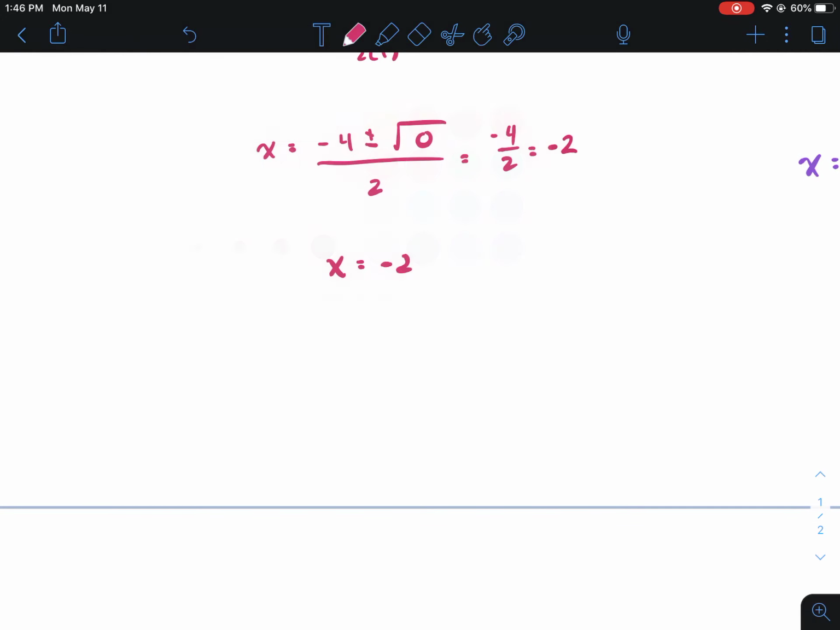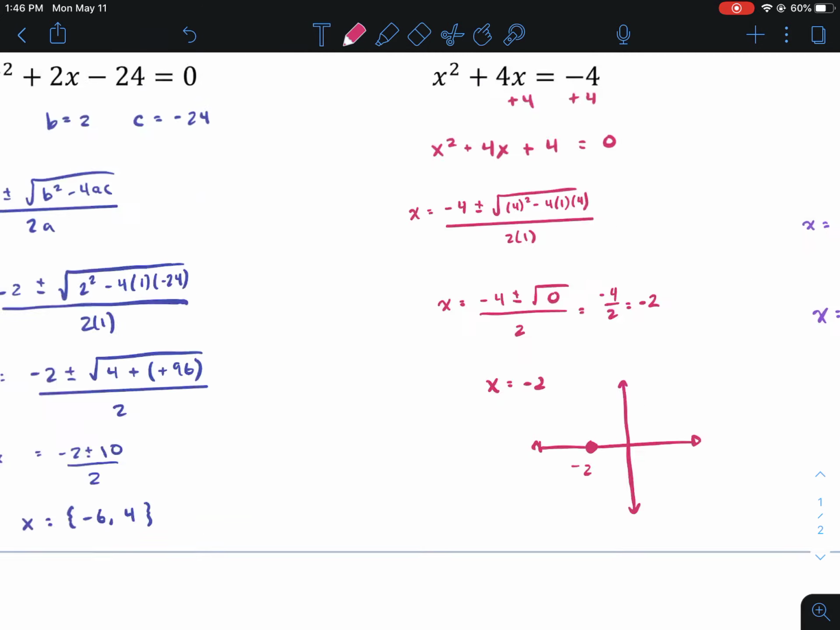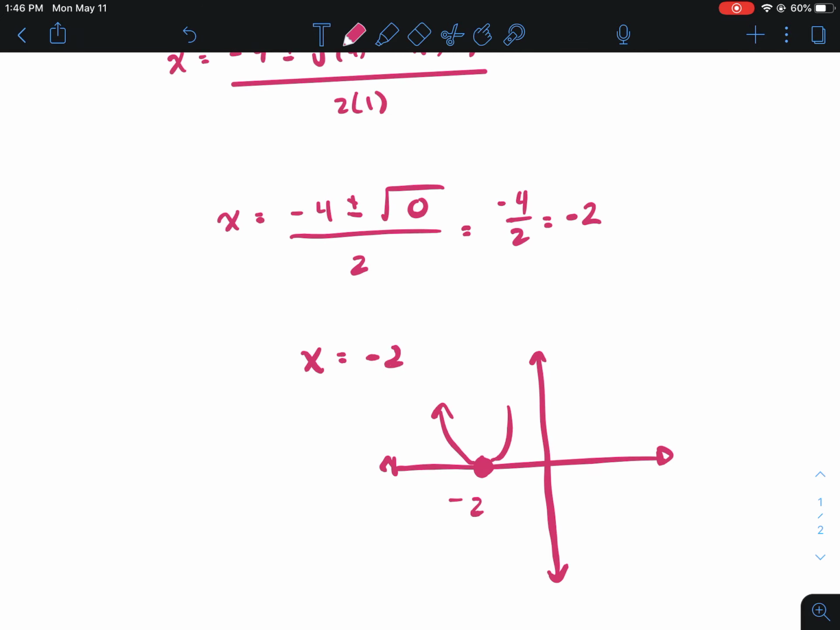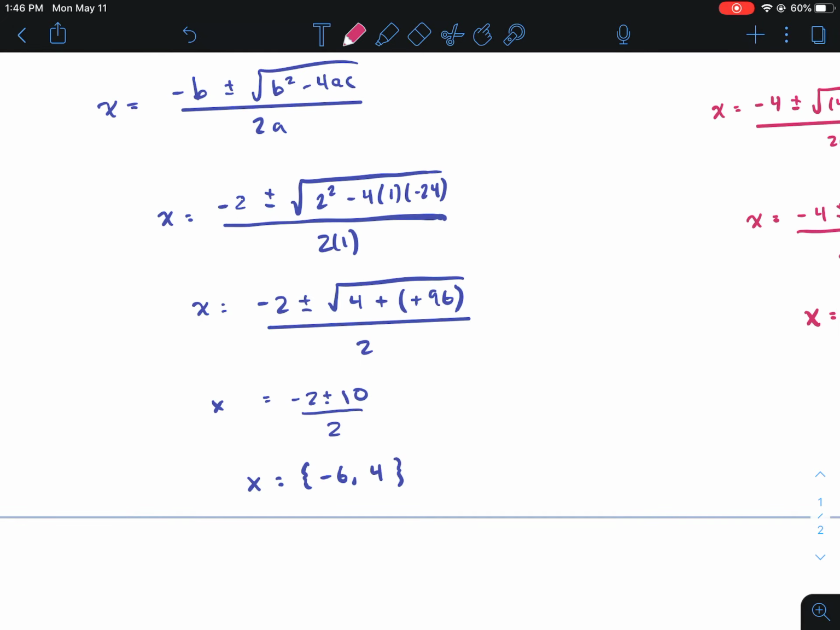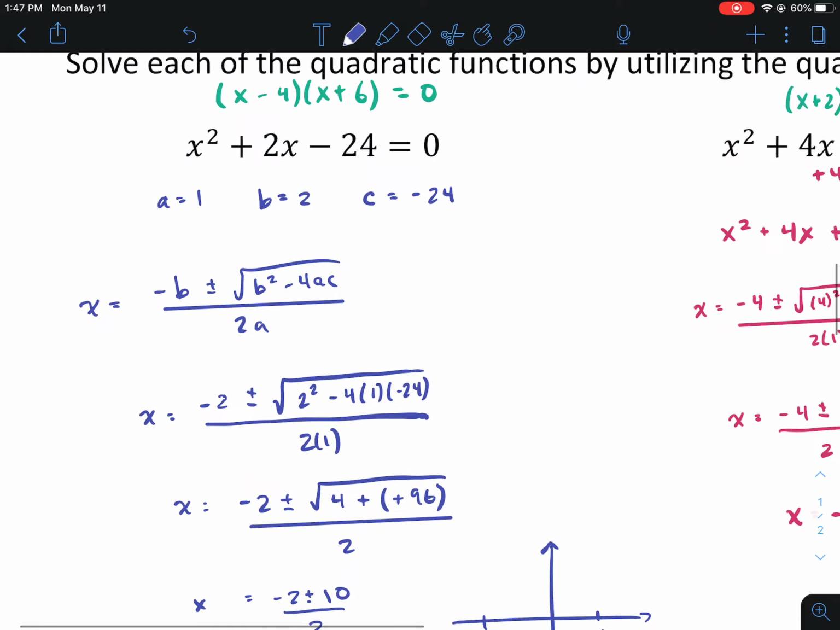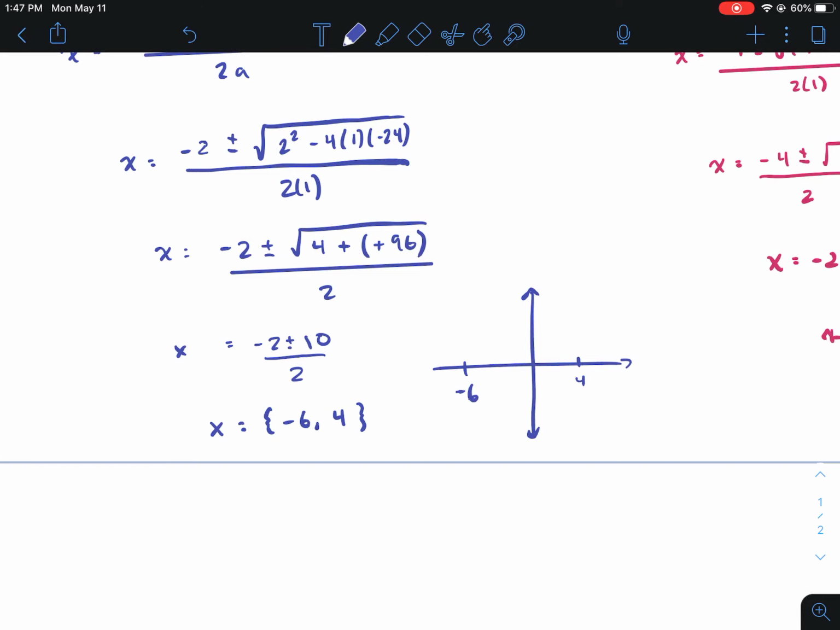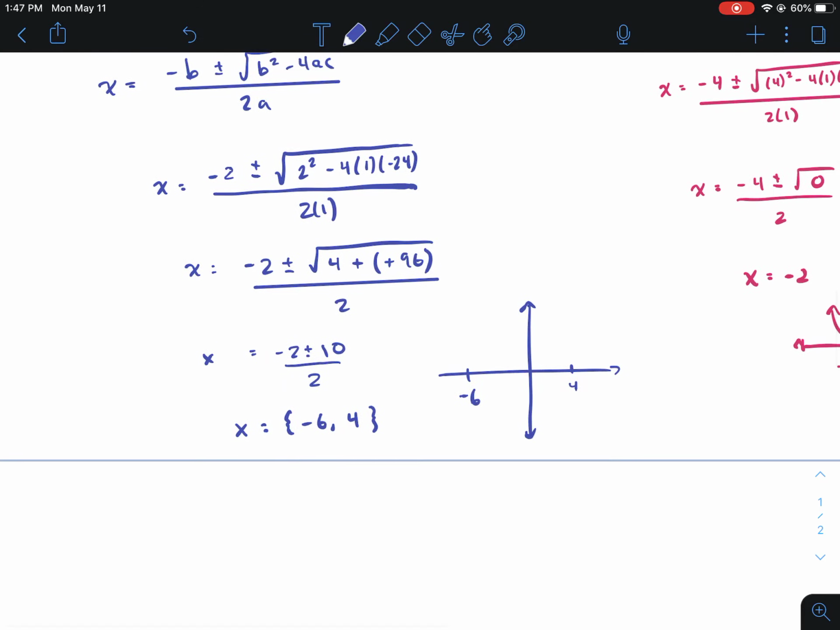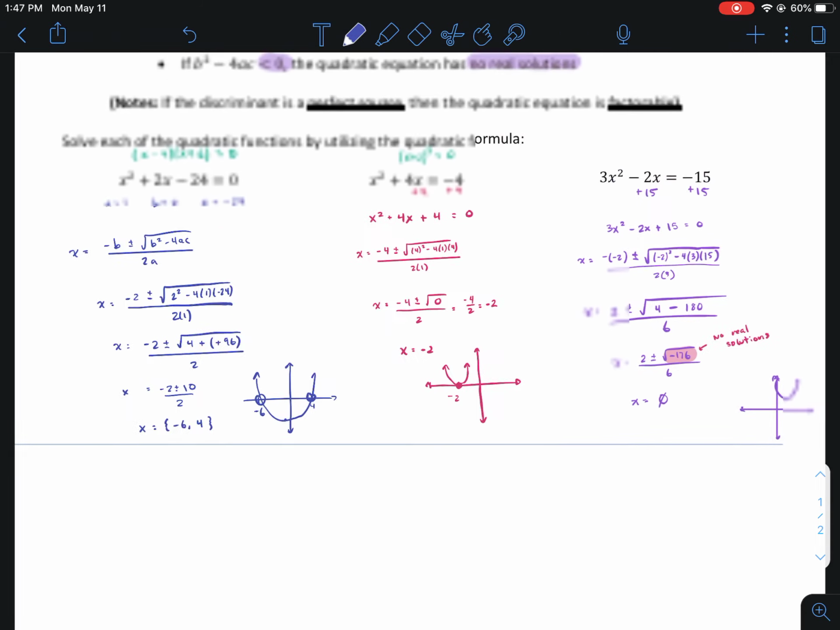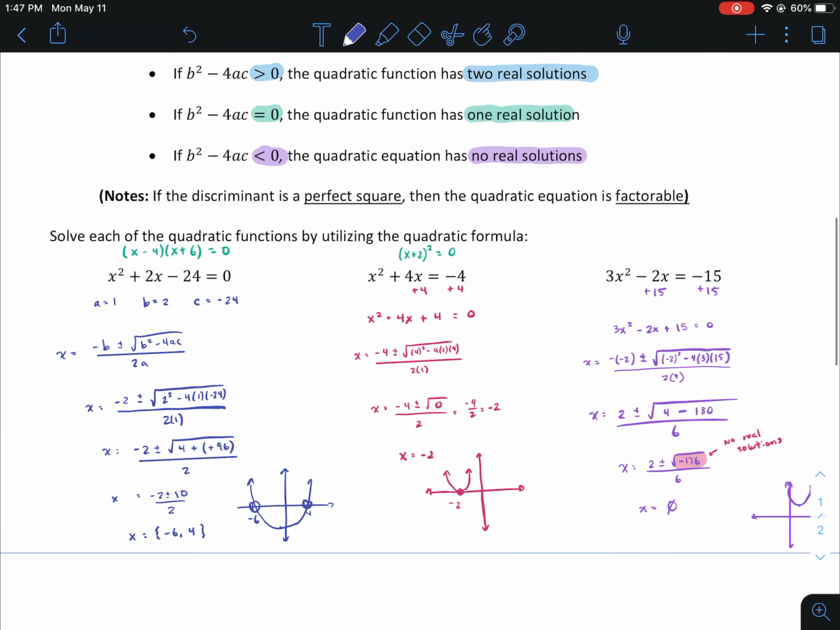This example here, my quadratic has one solution at negative 2, right? Which means that it's also the vertex. And in this case, we have two solutions, one's at 4, one's at negative 6, which means my vertex is somewhere right in the middle at negative 1. So if it was something like this, but hopefully you get the idea. 2 solutions, 1 solution, no solutions. Okay.